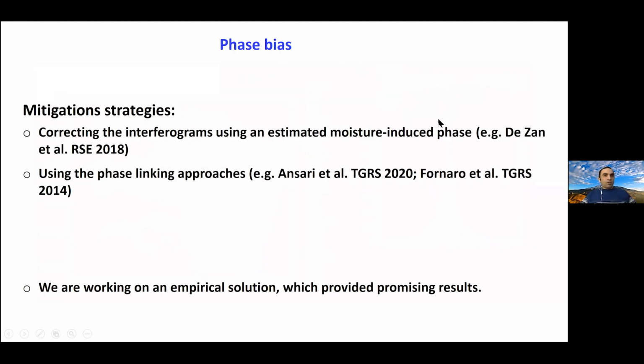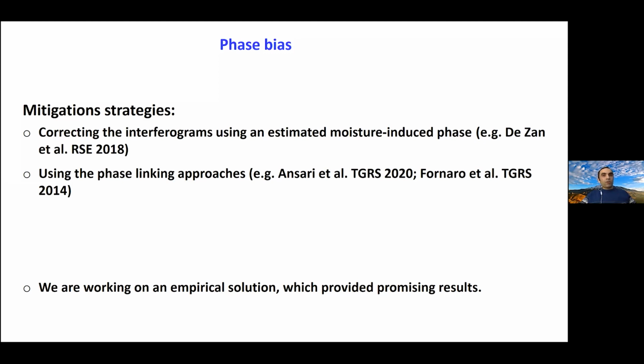So the mitigation strategies are either trying to correct the interferograms using an estimated moisture-induced phase, which is proposed by Francesco De Zan and some other people. But it would be a bit challenging because we really don't know the exact cause of this. It could be due to soil moisture variation, to vegetation growth, and some other phenomena. Or phase linking approaches could be employed. So these phase linking methods employ the full coherence or full covariance matrix as their input, such as the EMI method or the CSAR approach or the SQSAR approach, some examples of phase linking.